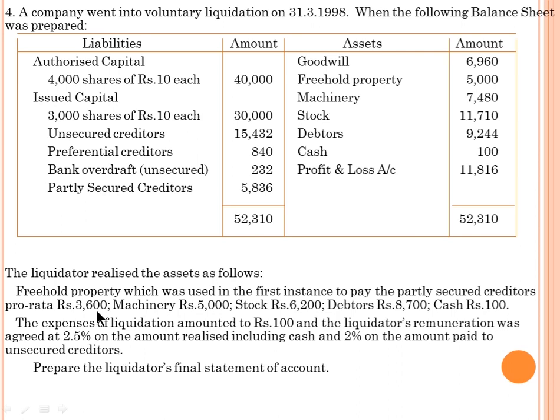Listen, my dear. In secured creditors, see how much the liability is: 5,836. At the time of assets realized, how much is the realized value? 3,600. So see the difference. Do you have a deficit or surplus? Here a deficit. How much? 2,236. Whenever a deficit comes, we add the deficit amount to the unsecured creditors. Now we move on to the liquidator final statement.